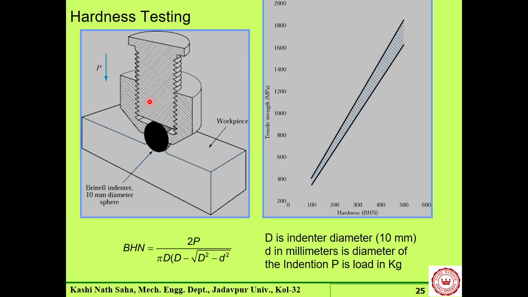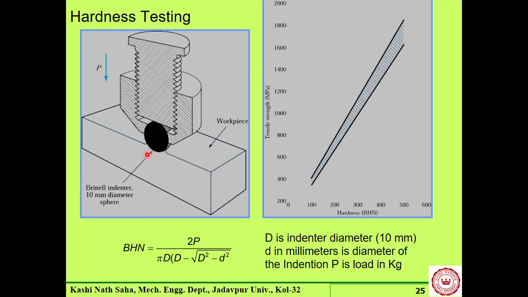And then we apply a certain load. Again, all these tests are specific tests. These are not arbitrary. You cannot apply any arbitrary load. There is a certain load scale. Accordingly, the BHN value has different scales. Similarly, this particular indenter is made from a specified hard steel. Okay, that is specified. The diameter is specified.